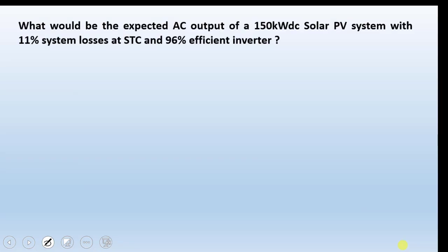Okay, coming back to our question, let's try to solve it. Here we can see that we have number one, 150 kilowatt of DC power. Number two, we have 11% system losses. And number three, 96% efficiency of inverter. Now, in such a question, generally when the question states that there are 11% system losses and at the same time the efficiency of the inverter is given, then remember that the 11% system losses do not include the losses of the inverter.